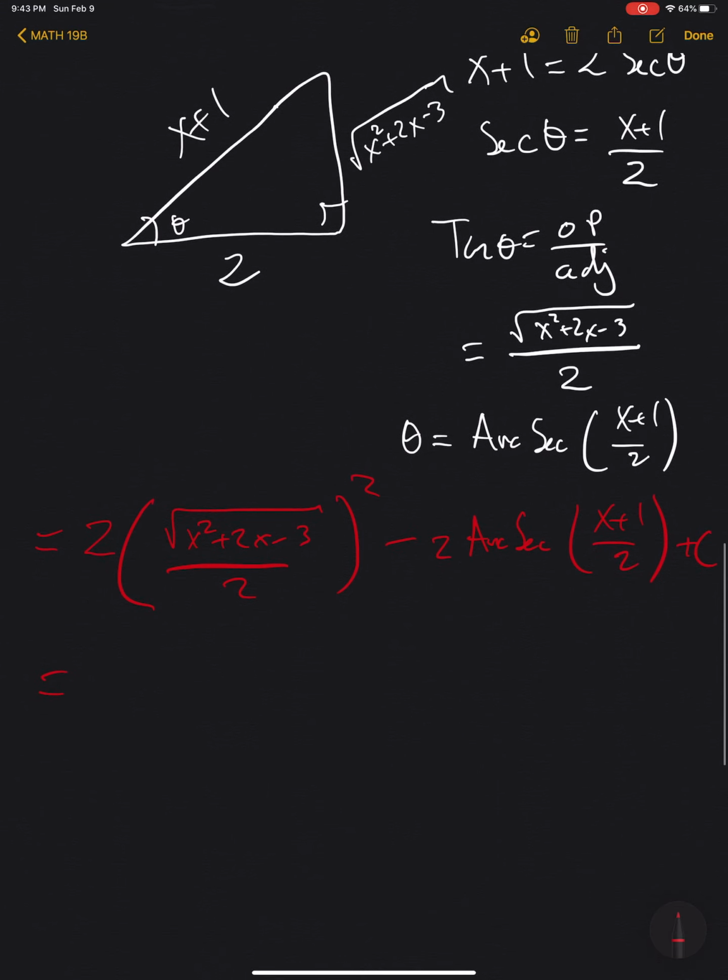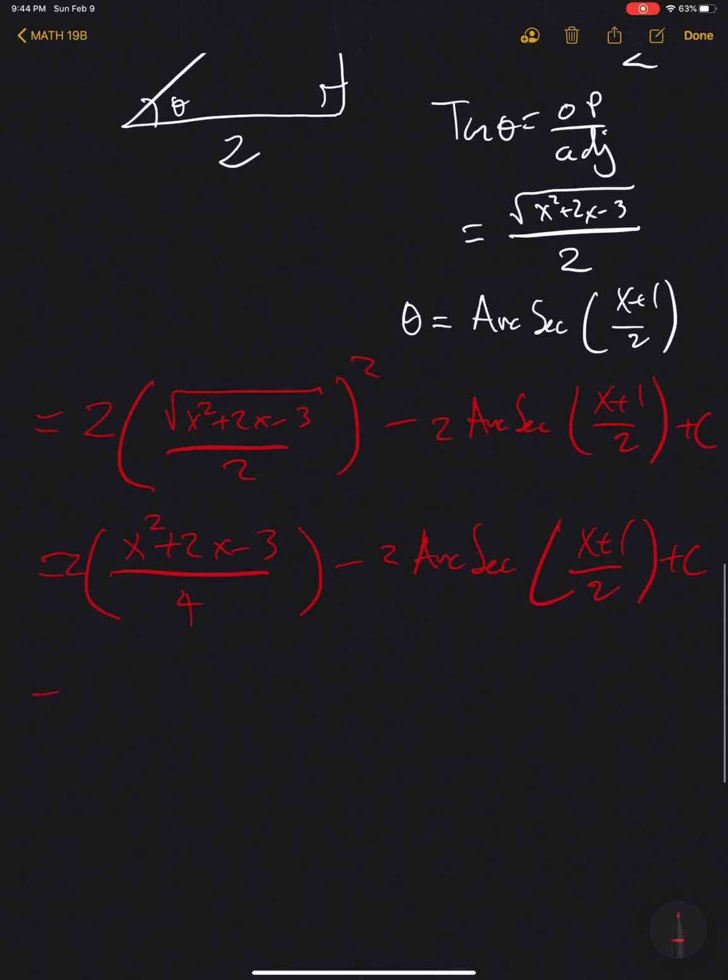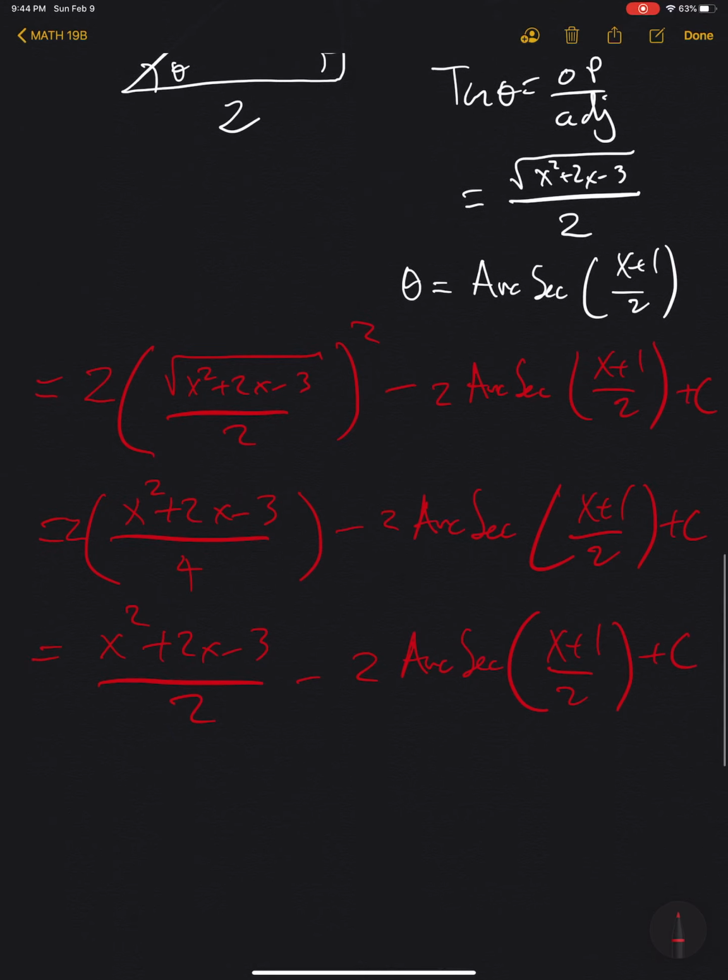And if I simplify this a little bit more, that will give me x squared plus 2x minus 3 divided by 4 times 2, minus 2 times the arc secant of x plus 1 divided by 2, plus a constant. And then this ends up being x squared plus 2x minus 3 divided by 2, minus 2 times the arcsecant of x plus 1 divided by 2, plus a constant.